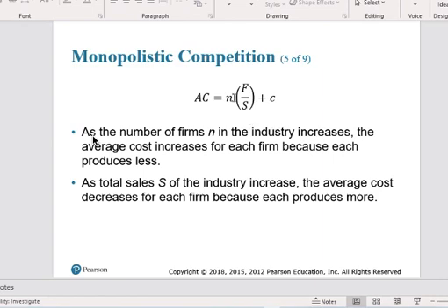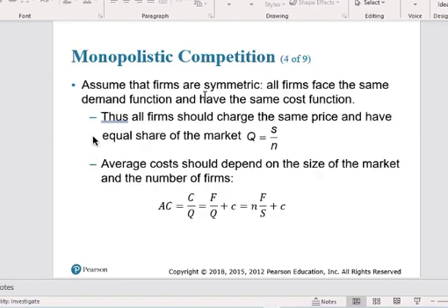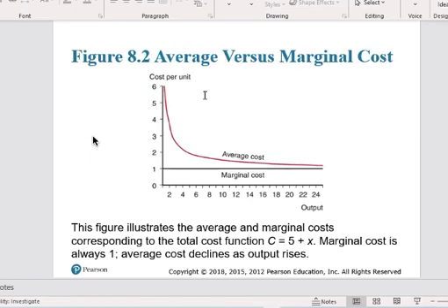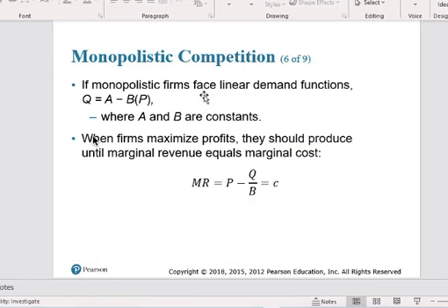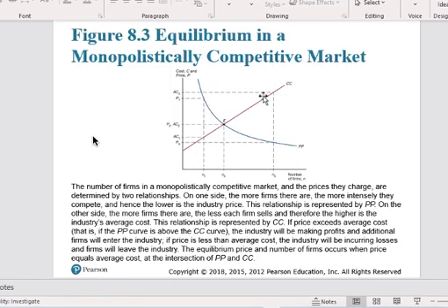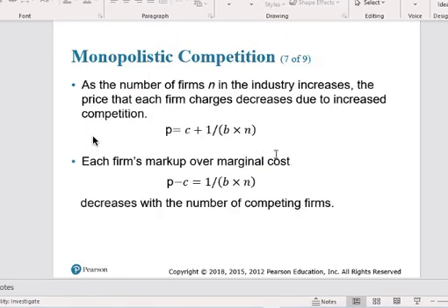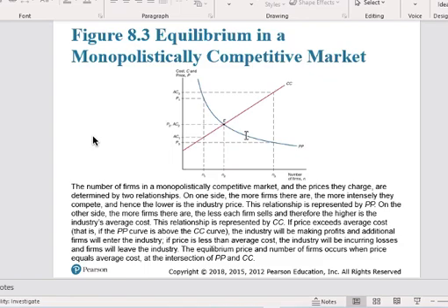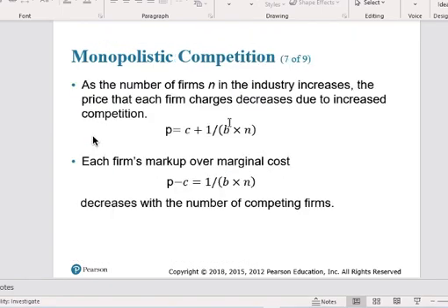And now you see that we have AC, that is this, and we have the price, that is this. So we have two equations, right? We have N as the unknown, and if they are equal, that means we are at point E here. So that will give us a solution.